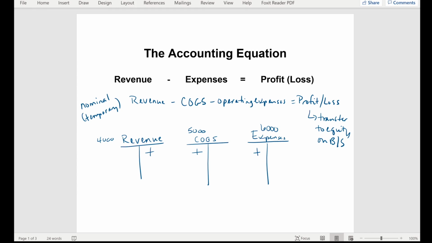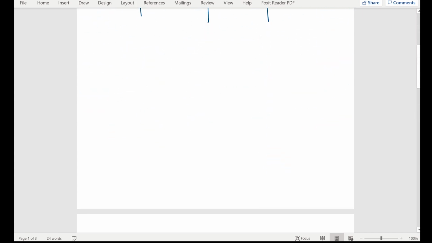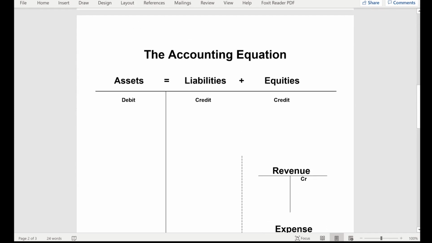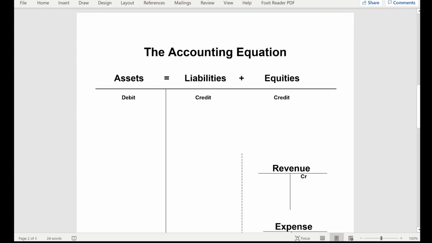Let's take a look at how all of this comes into the balance sheet. So you see the accounting equation, assets equals liabilities plus equities, the information that goes on your balance sheet. The normal account balance for the asset is a debit. The liabilities and equities are both credits. And then remember, if you're using a numbering system, it always starts with 1 for assets, 2 for liabilities, 3 for equity.